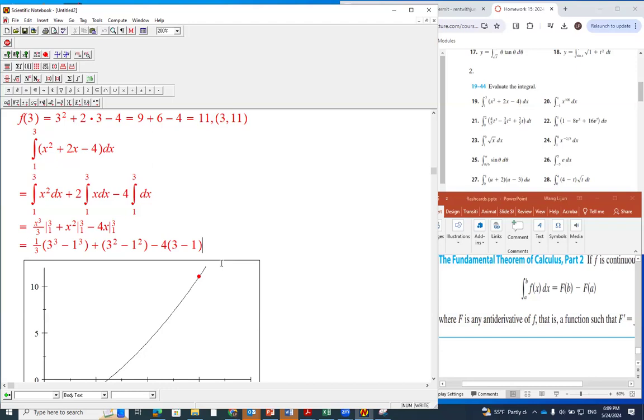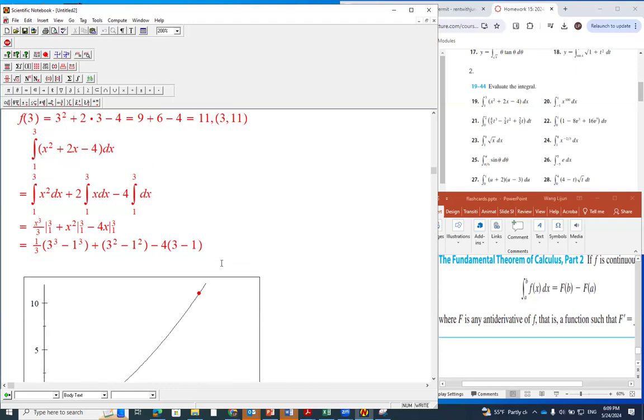And these are new notations, so I went through more carefully. And now it's just arithmetic. Let's see what we get. 1/3 multiplied by 3 to the power 3 is 27. 27 minus 1, that's 26, right? Plus 3 squared is 9. 9 minus 1 squared is 8.